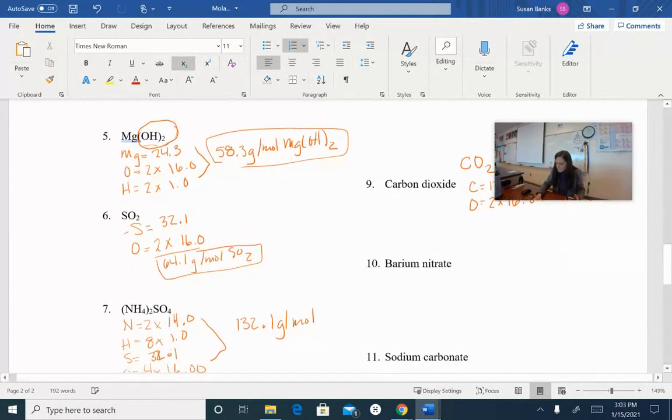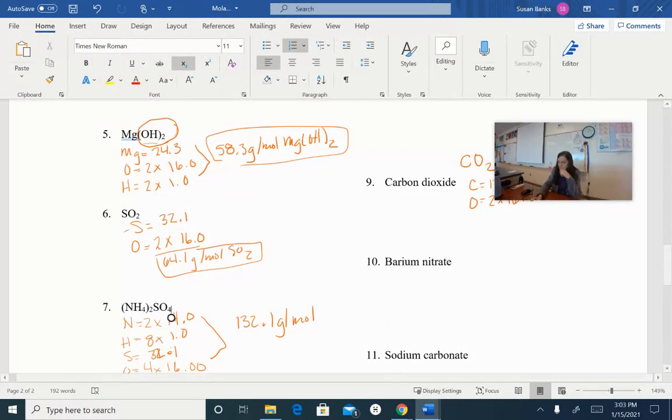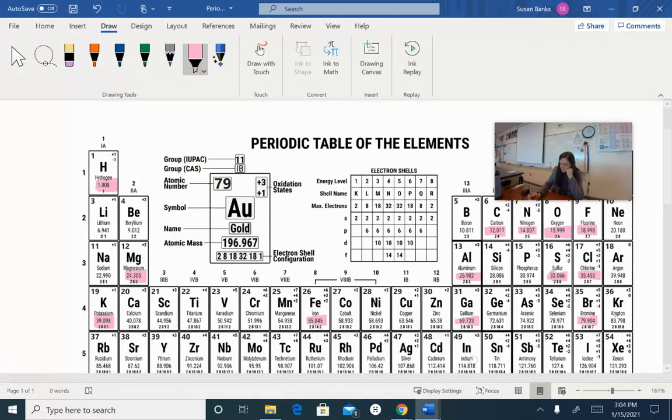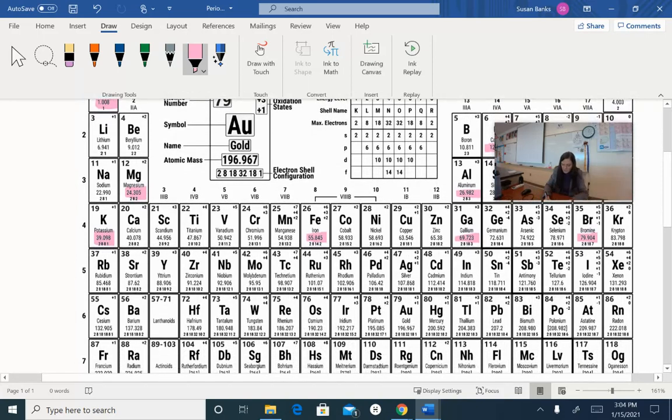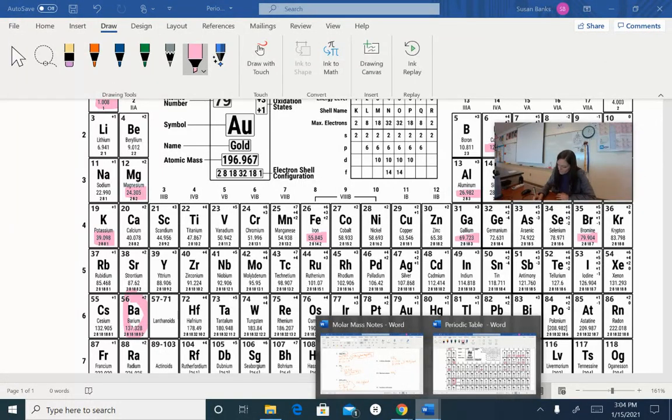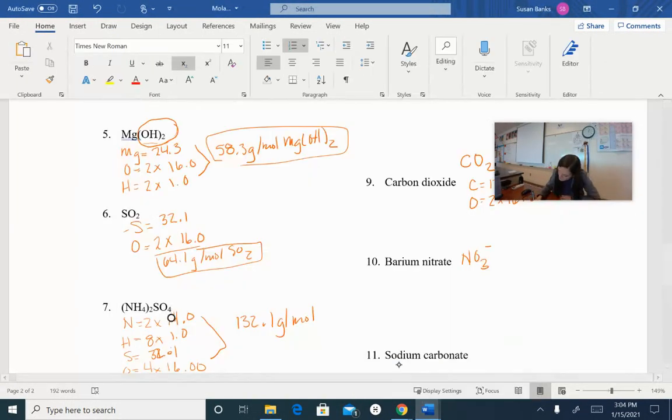Okay, barium nitrate. Nitrate is one of our polyatomics. It's an NO3 and it has a -1 charge. Barium, let's look at barium. Barium is right here. It's in our second column, so it's going to have a +2 charge. And it has a mass of 137.3. So let's do this. Barium is a +2, and it's 137.3.